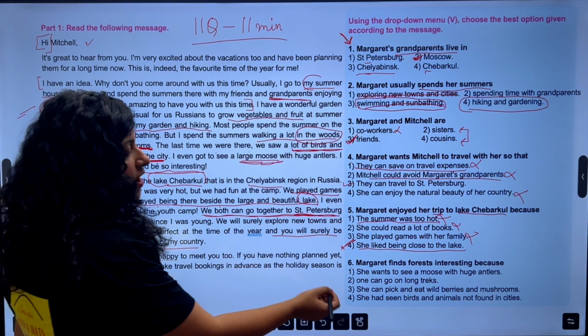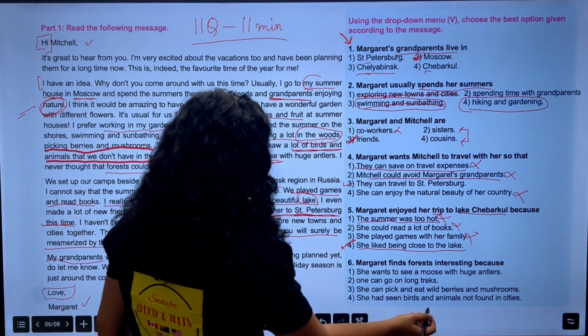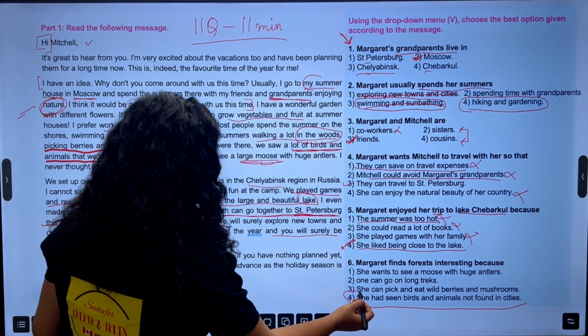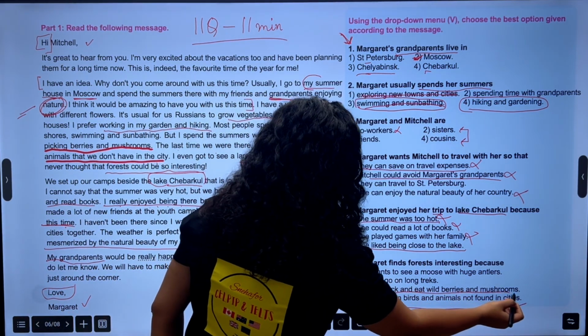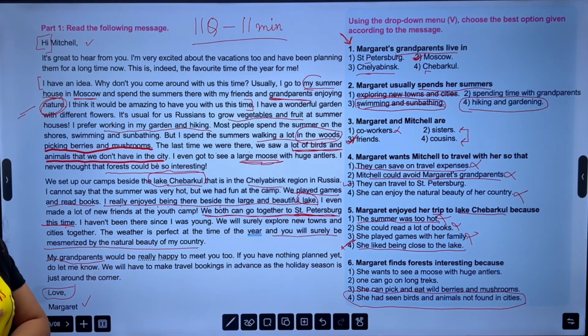So Margaret finds forests interesting because she had seen birds and animals that are not found in cities. That's why she's saying it.